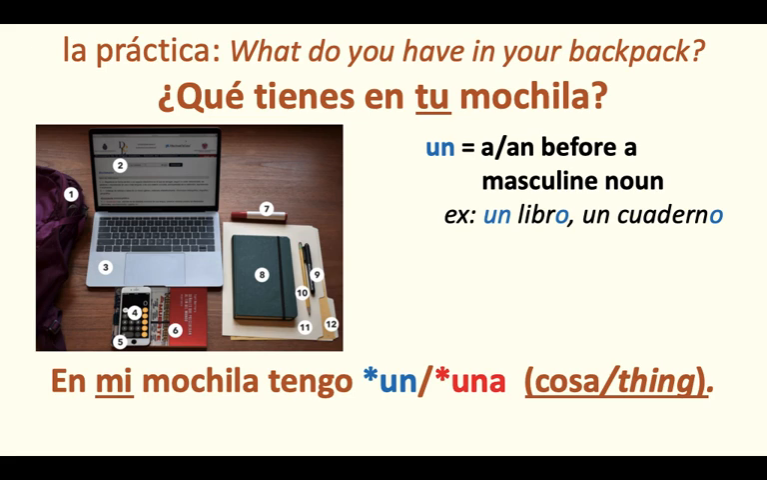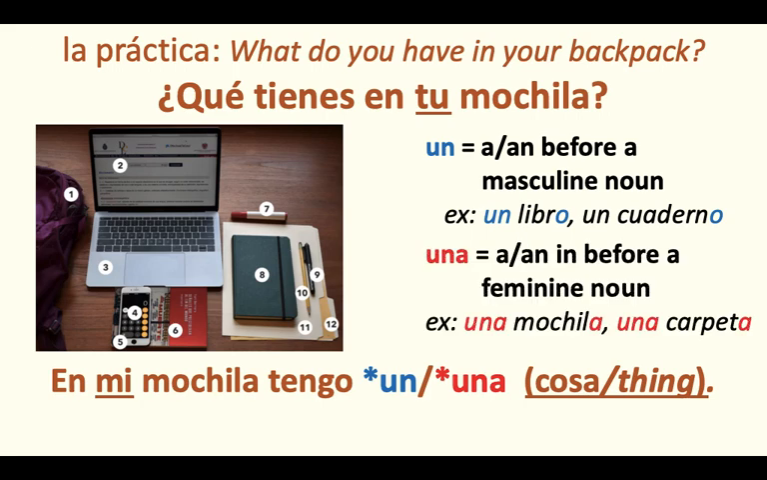So in order to say that, un is how you say a or an, because depending on the word, I have a pencil, I have an apple. It might change in English, but un means a or an in front of a masculine noun. So for example, repita por favor, un libro, a book, un cuaderno, a notebook. Una would then be the feminine way to say a or an in front of a feminine noun. Repita, una mochila, una carpeta.